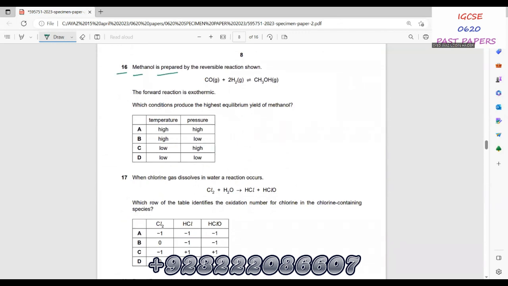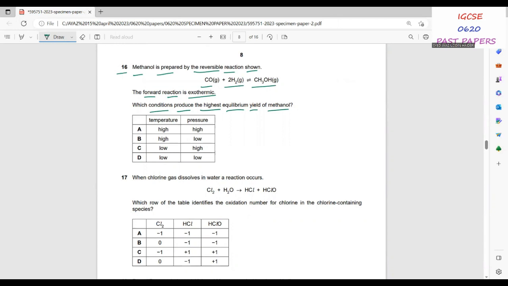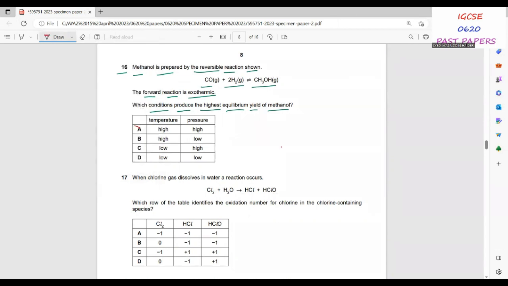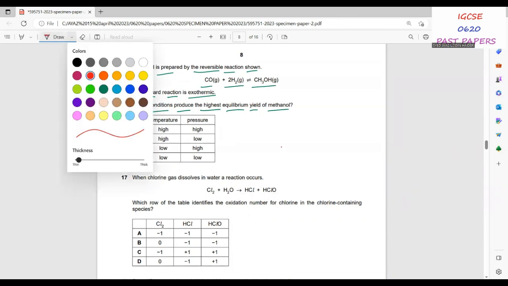16. Methanol is prepared by the reversible reaction shown. CO gas plus 2H2 gas gives CH3OH gas. The forward reaction is exothermic. Which conditions produce the highest equilibrium yield of methanol? A, high temperature. The forward reaction is exothermic, so the forward reaction will definitely favor low temperature. So automatically the choices having high temperatures will be omitted in this case. A and B are wrong.